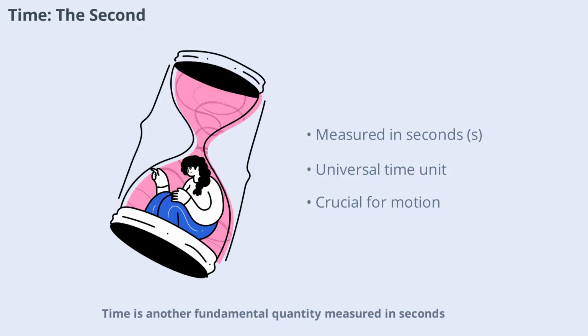Time is another fundamental quantity measured in seconds. From the ticking of a clock to the age of the universe, time is everywhere. The second, symbolized as s, is the universal unit for measuring time. It's crucial for understanding motion, speed, and countless other physical phenomena.